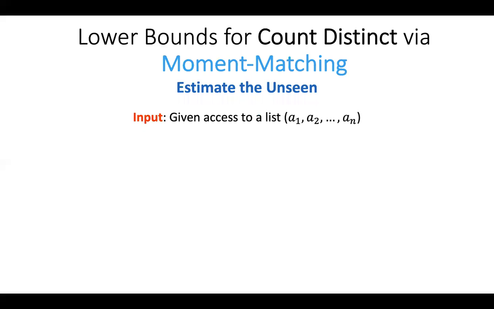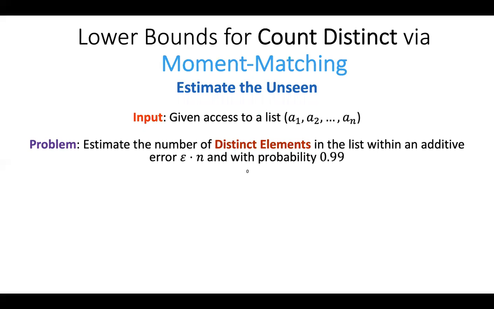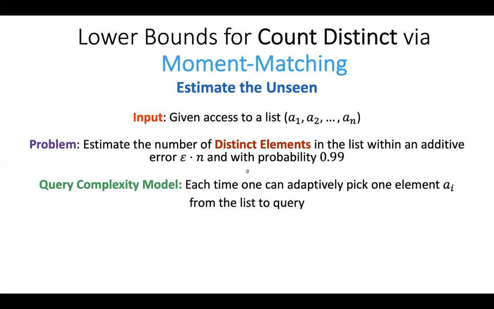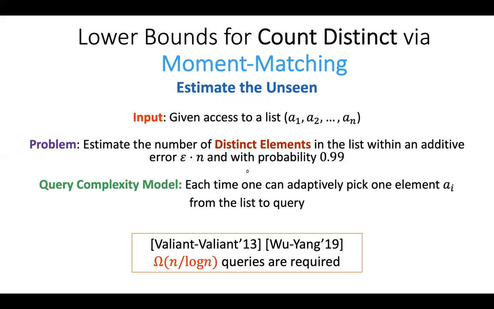That is, we are given access to a list A_1 to A_n, and the problem is to estimate the number of distinct elements in the list within an additive error epsilon times n, with probability 99%. We are in the query complexity model. That is, each time one can adaptively pick one element A_i from the list to query. The authors proved that n over log n queries are required to solve this problem, and also sufficient. Later, Wan and Yang sharpened and simplified their lower bounds, and our proofs are inspired by Wan and Yang's techniques.